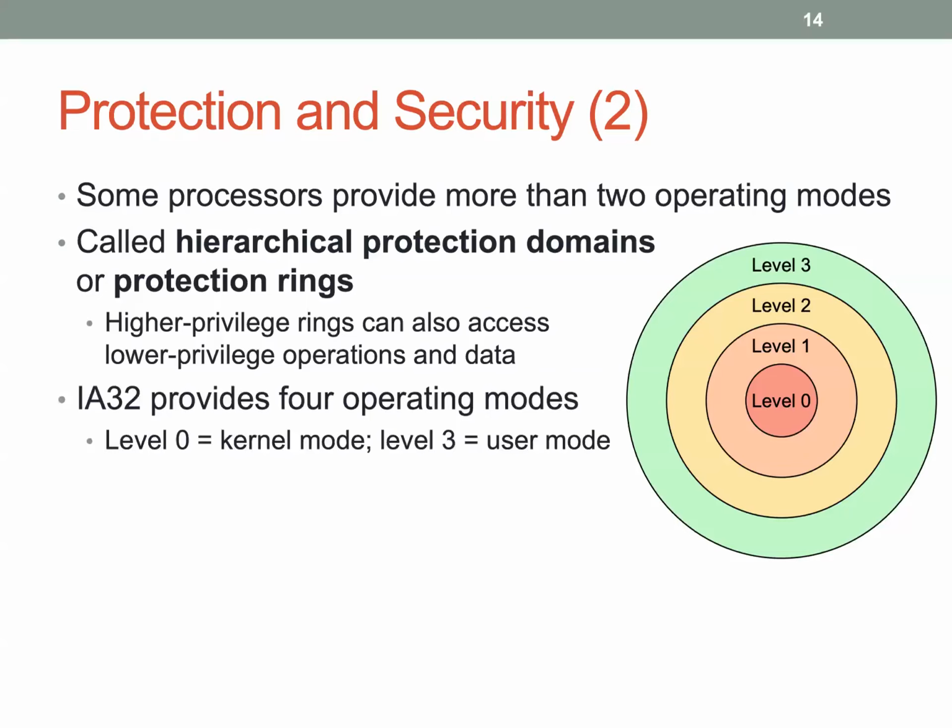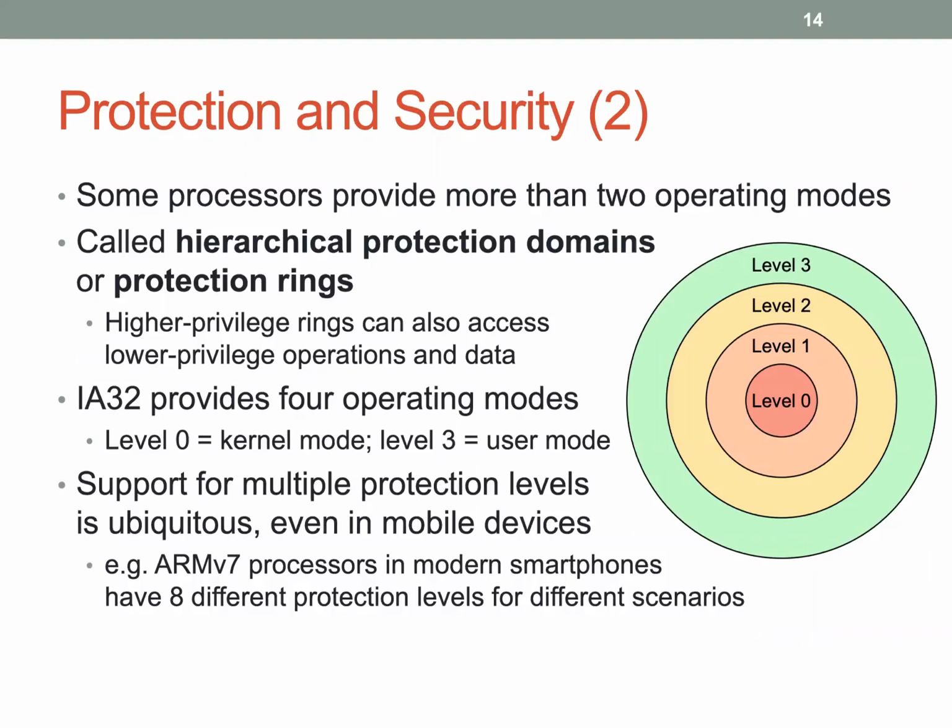So i32 or x86-64 has 4 operating modes. Ring 0 is the kernel, and ring 3 is user mode, and ring 1 and ring 2 tend not to be used. The reason why they're called rings or hierarchical protection domains is because level 0 has all the capabilities of the enclosing rings. Level 1 has all the capabilities of the enclosing rings, and so forth. So level 3 is the least capable mode, but it's still perfectly adequate for writing applications. Okay. And you'll see this kind of thing in processors across the board.